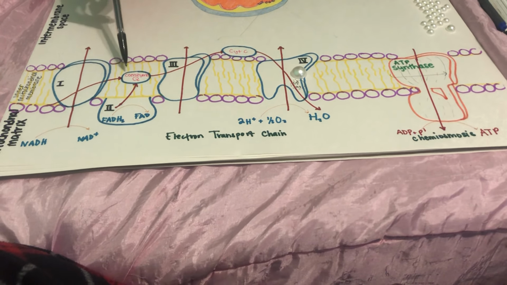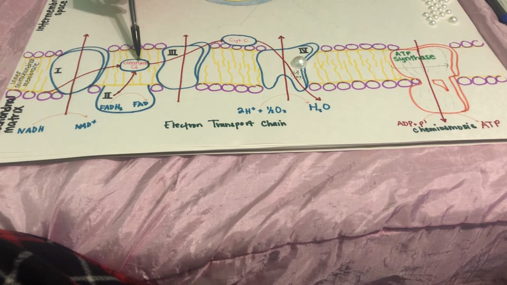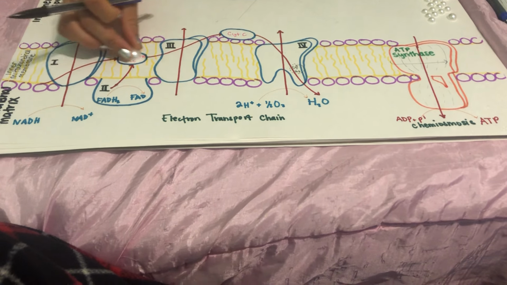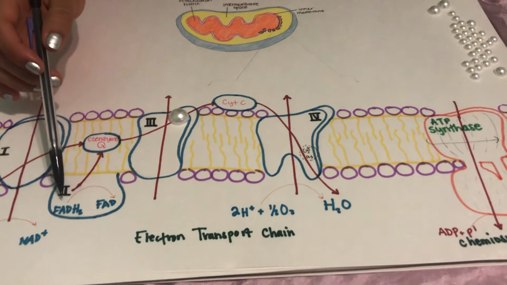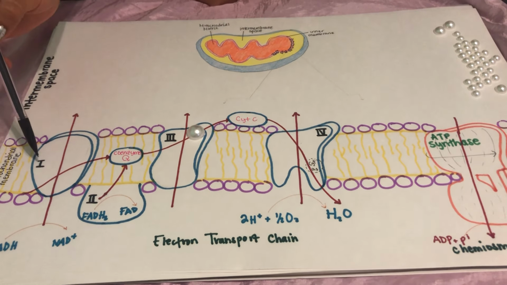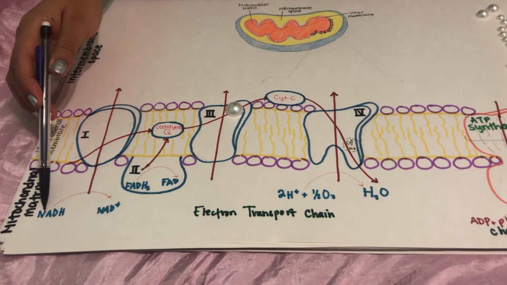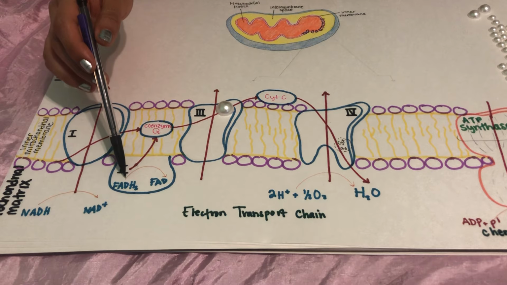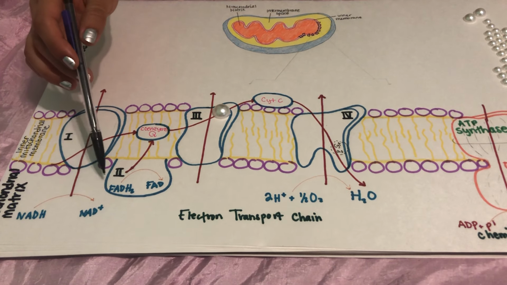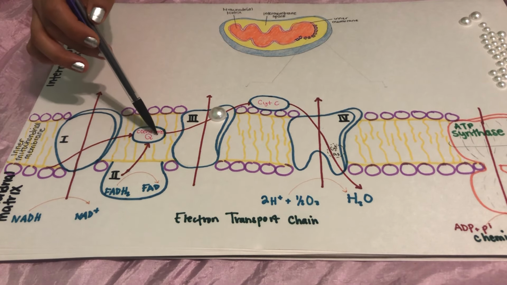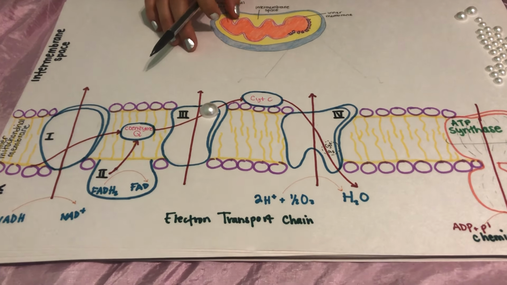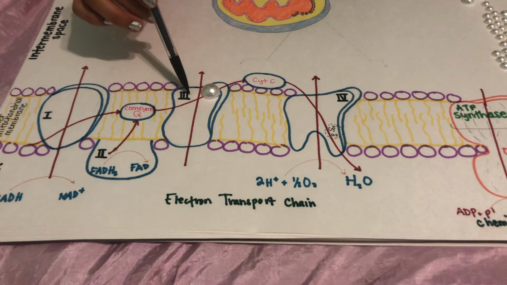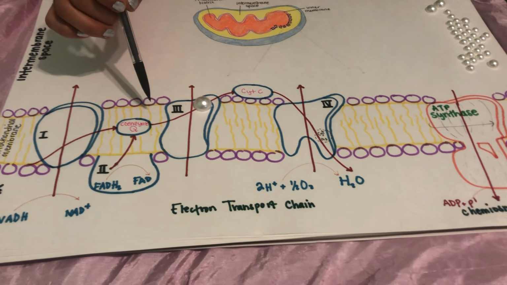We have as well these little ferries that drop off our electrons from one complex to the other. So we see here that FADH2 doesn't start at complex 1 like NADH does. So we say that FADH2 does not release as many hydrogen ions into the intermembrane space because it starts off a little later, and its electrons come into complex 2.